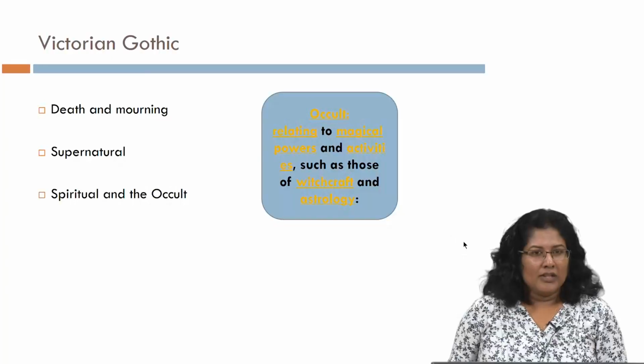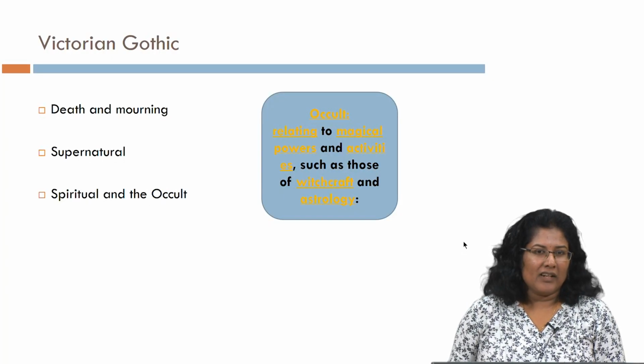In this lecture, I would like to begin by giving a very brief set of pointers about the Victorian Gothic. Once I finish talking about this Victorian Gothic mode, I will move on to a discussion of the second part of H.G. Wells's The Red Room. So, what is the Victorian Gothic?